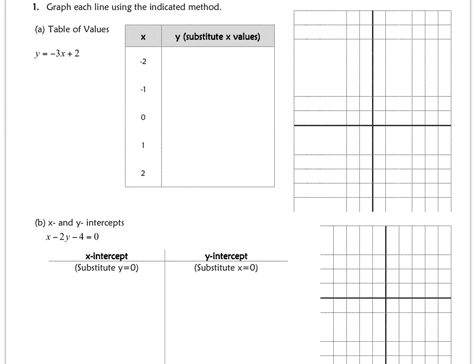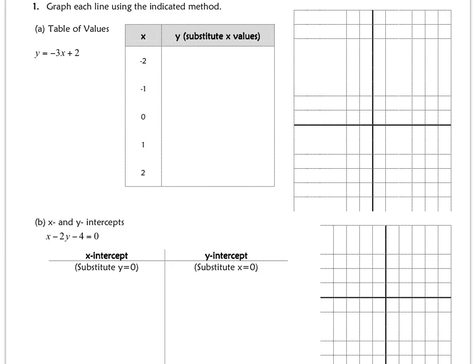So the first one is going to be negative 3 times x. x is negative 2 here, so negative 3 times negative 2 plus 2, which is going to be 6 plus 2, which is going to be 8. The next one is negative 1, so I'm going to say negative 3 times negative 1 plus 2, which is going to be 3 plus 2, which is going to be 5.